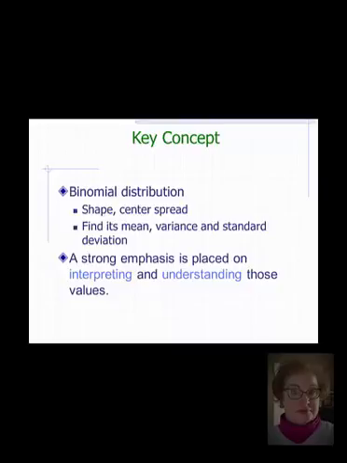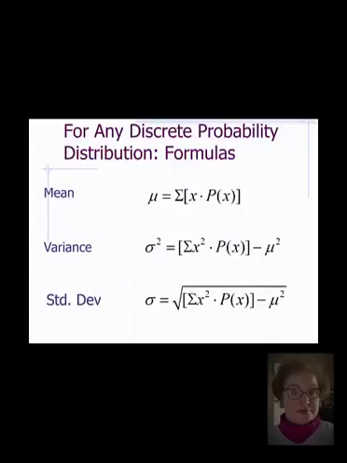Why do we do this? Well, the binomial distribution can be used as an approximation to the normal distribution, which is what we're going to talk about in chapter 6. So here's the formula. For any discrete probability distribution, here are the formulas. For the mean, we take each value times its probability and we add them up. We find the variance, and the square root of that is the standard deviation.